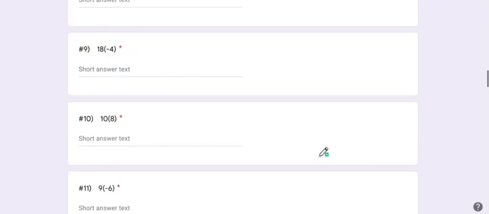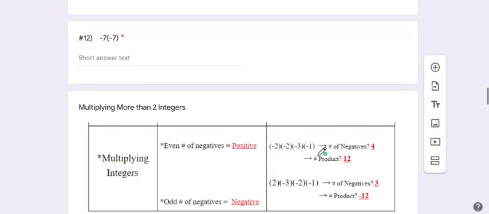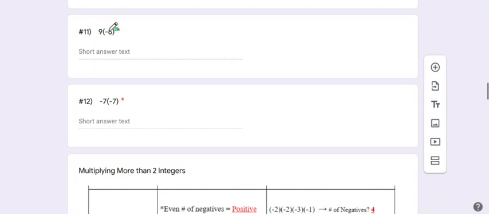Okay, so let's start with down here number 11, which says 9 times negative 6. Let me look at their signs. 9 is positive and 6 is negative. So I would say different signs, negative, right? And then 9 times 6 is 54. So my answer is negative 54.